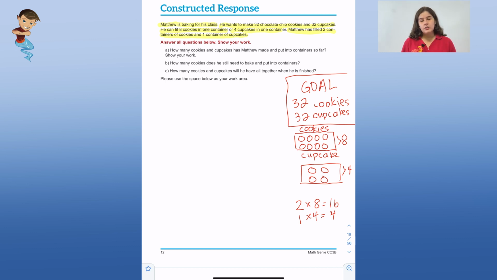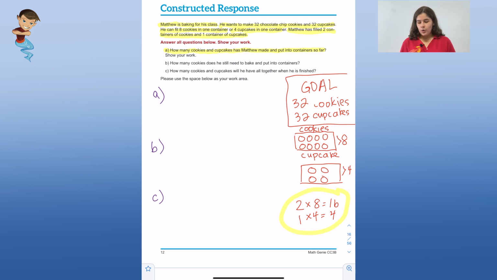Again, another tip and trick is to make sure that your child separates the page based on whatever problem you're working on. This will help them stay organized and make sure that they have all the work written down that's required. So let's take a look at part A. How many cookies and cupcakes has Matthew made and put into containers so far? We've already done this work, right?